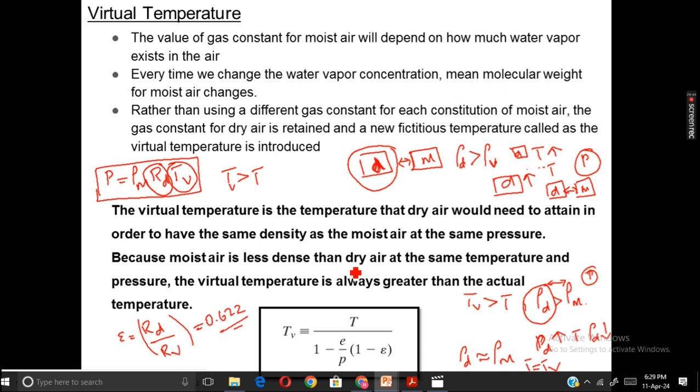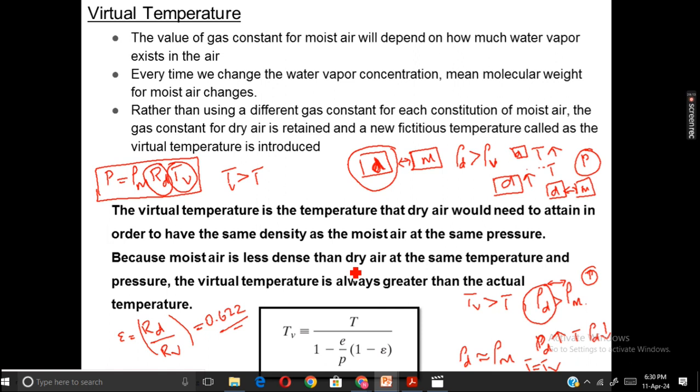So that temperature that the dry air parcel has to attain to have the same density as the moist air is known as the virtual temperature. Since moist air is less dense than dry air at the same temperature and pressure, the virtual temperature is always greater than the actual temperature. So basically we have to heat the dry air so that it has the same density as the moist air. That temperature, TV, the new fictitious virtual temperature, will always be greater than the actual temperature.